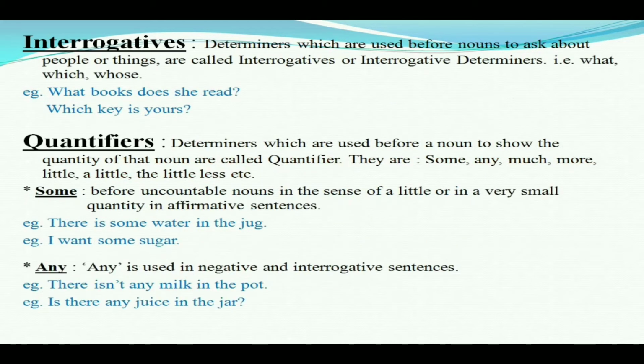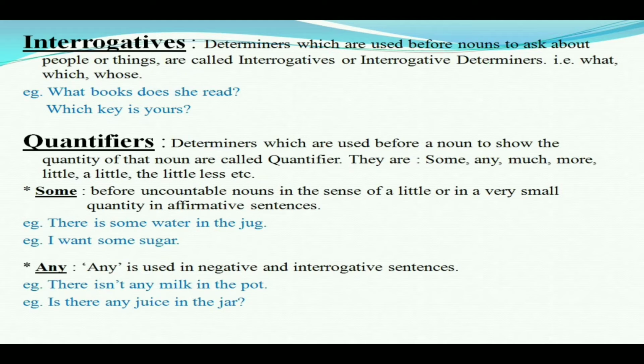The next point is interrogatives. Determiners which are used before nouns to ask about people or things are called interrogatives or interrogative determiners. For example, what, which, whose. For example, what books does she read? Here, what has been used to ask about the books read by her. Next, which key is yours?